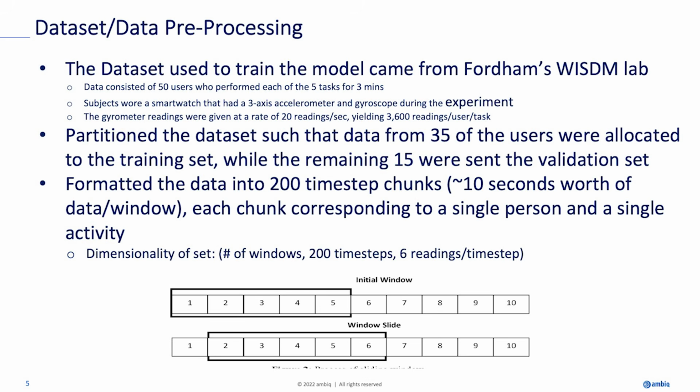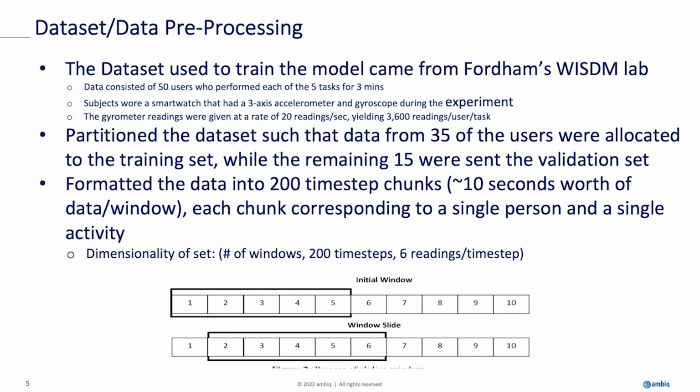And the way that we partitioned the data was that we allocated the data from 35 of the users to the training set. So that's the data set where the model is trained and its weights are updated. And then the remaining 15 were sent to the validation set, and that's what's used to assess how the model is able to generalize on outside data.